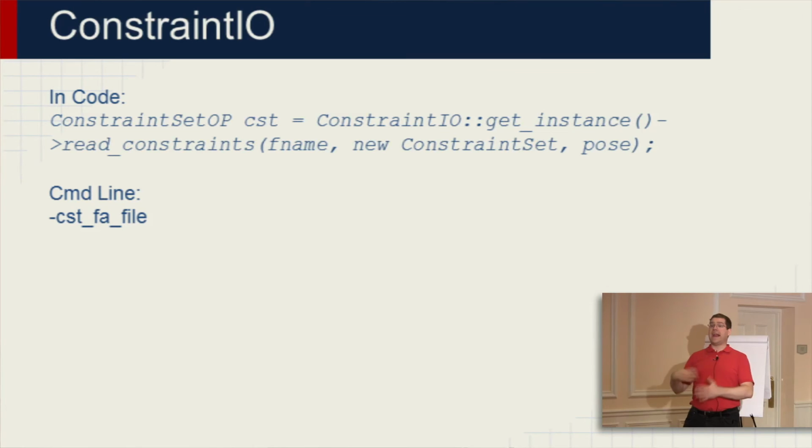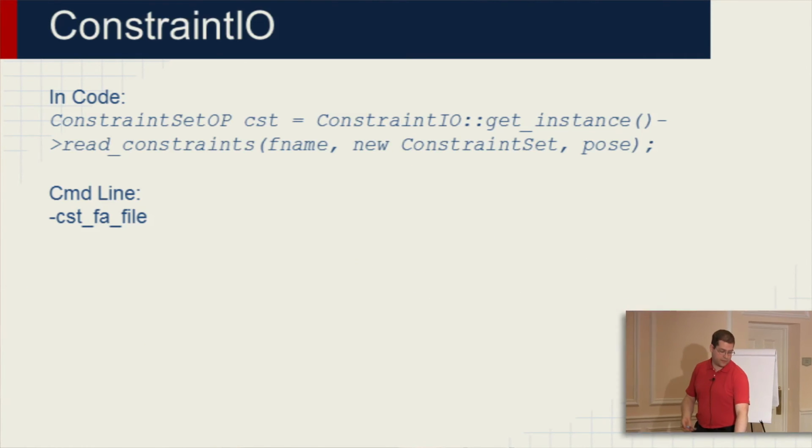So in your actual protocol, how do you read something that's been specified as a command line option if you want to give your users the ability to set their own constraint files? In the code, you can get the constraint IO object, and you can read the constraints from a particular file name. And there's a number of different command line parameters. Probably one that would be used often is constraint underscore FA underscore file, for full atom constraints, a constraint file for the full atom.